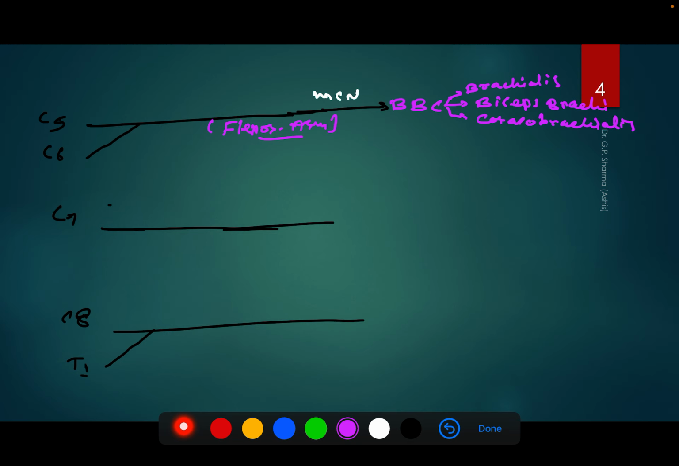Now we have some exceptions here, or we can say some information about this one, that is our brachialis muscle, right? The brachialis muscle is a hybrid muscle. Hybrid muscle means a muscle which has dual nerve supply, right?